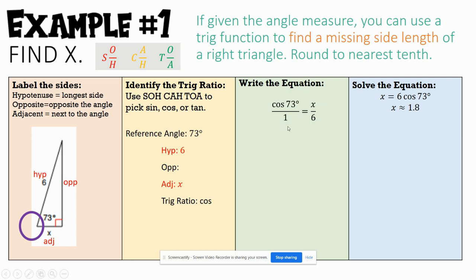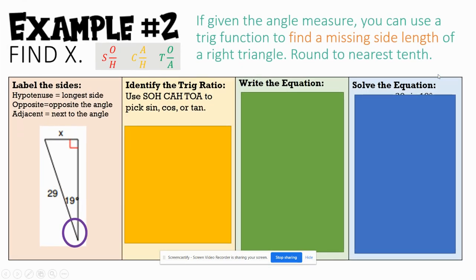So using your cross product property, x times 1, set it equal to 6 times the cosine of 73. Notice how I put that number in front of the trig function. All right. So for today's lesson, we're only going to look at equations where x is in the numerator. Next week, we'll take a look at what happens if the variable is in the denominator? The algebra is just a little bit different, but it's the same process.